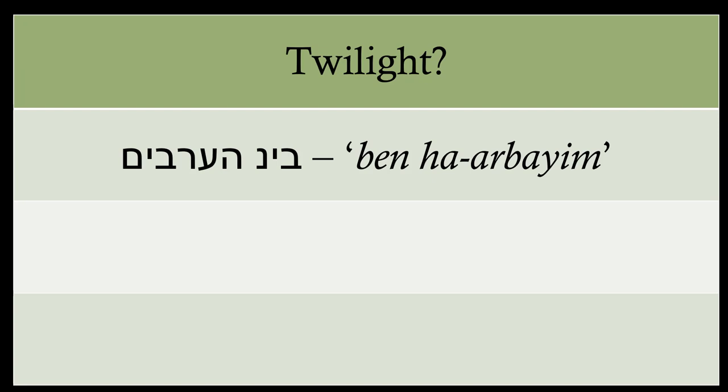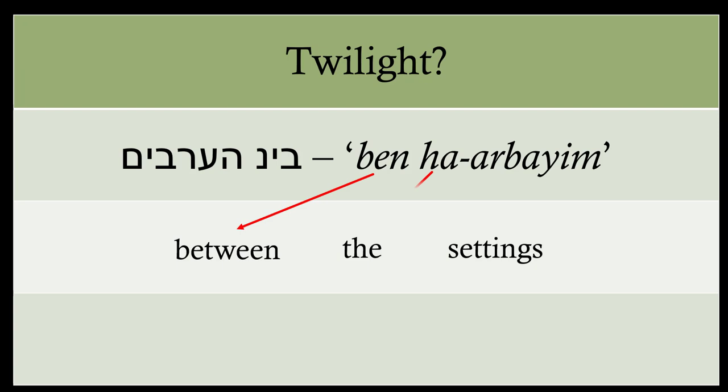And what that means very literally, and I have this on your sheet, is between the settings. Now that's a weird phrase, between the settings. What settings? Well, it would obviously be the settings of the sun, but which settings are we talking about? For anybody who really wants to see how this phrase works, this is a little lesson in Hebrew for everybody: ben is between, ha means the, arbaim, settings. And the im at the end of a Hebrew word is plural, so there you go. Between the settings.